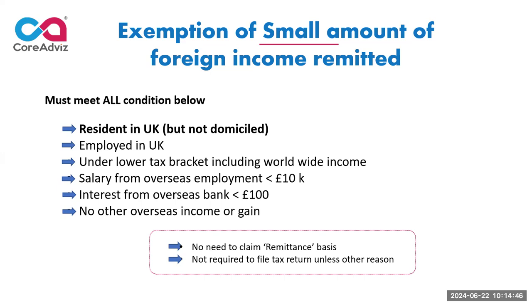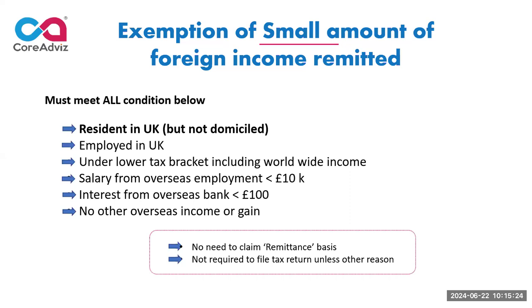So if you are resident in the UK but not domiciled, and you are employed in the UK and earning a lower bracket income, which is the 20% scenario, including all worldwide income. So you are under the 20% bracket, and salary from overseas is below 10,000, and interest from your overseas bank account is just below £100, and no other overseas income. If you are meeting all these criteria, and you are bringing that overseas income into the UK, you are categorized as a small amount. This is for the financial year I'm talking about.